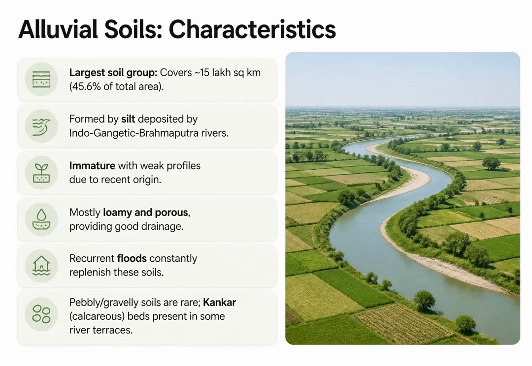Let's begin with alluvial soils, which form the largest soil group in India, covering about 45.6% of the total area. These soils are primarily formed by silt deposited by the mighty Indo-Gangetic Brahmaputra rivers. Because of their recent origin, they are considered immature and have weak profiles. However, their loamy nature makes them highly porous, providing excellent drainage and favorable conditions for agriculture. Plus, recurrent floods constantly replenish these soils with fresh nutrients.